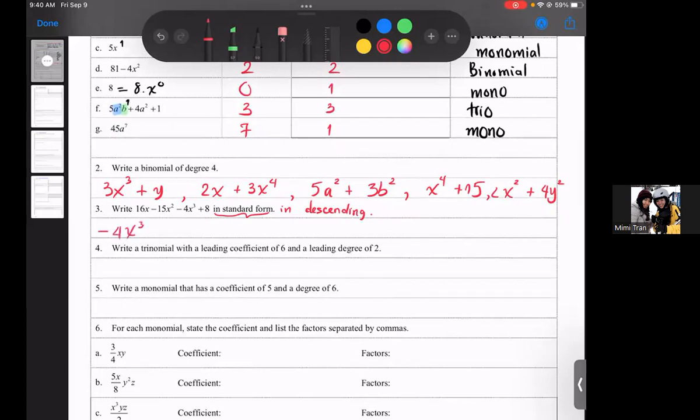Thank you. So highest. Descending means you go down the slope, right? You're descending. So you go from high to low.